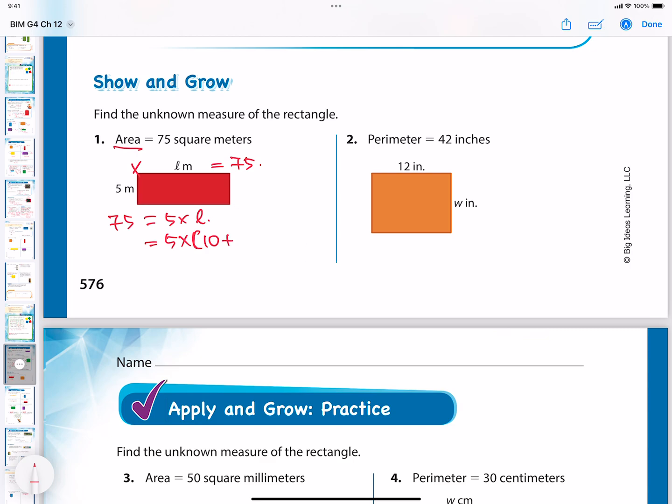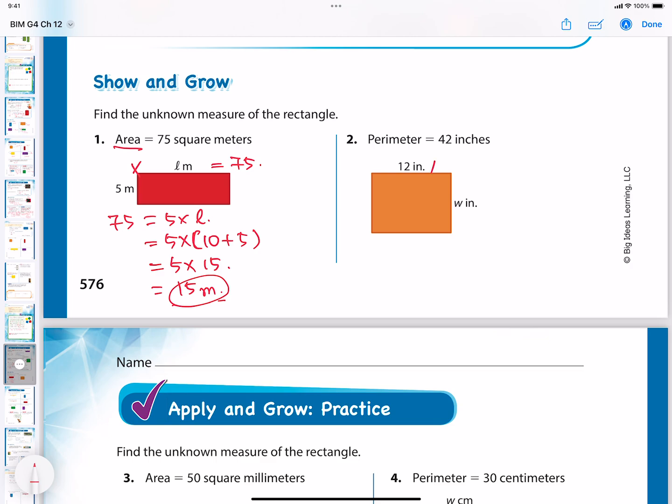So far we got 50 area, right? 50 square meters. What about the rest of them? Yes, 25, which means what? 5 times 5 is 25 square meters. When we add them together, it's going to be what? 5 times 15 is going to make what? 75 square meters. That means the length is 15 meters, that we didn't know.